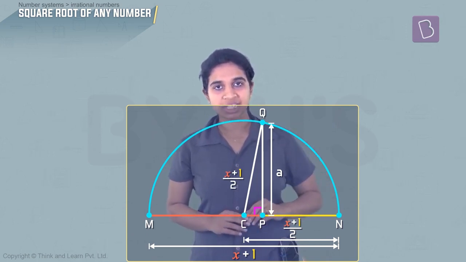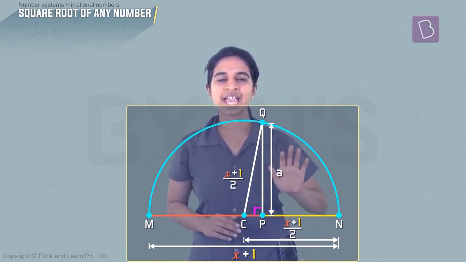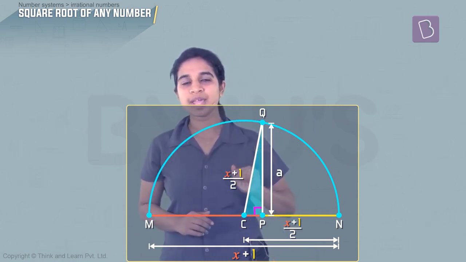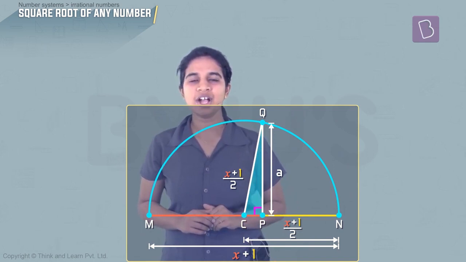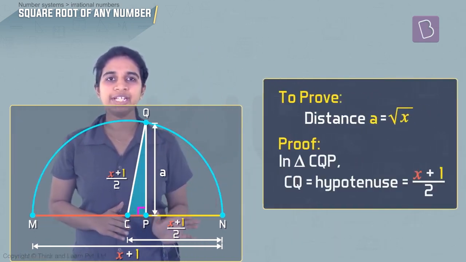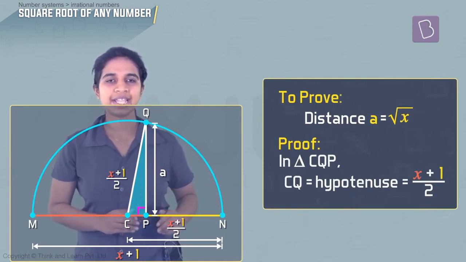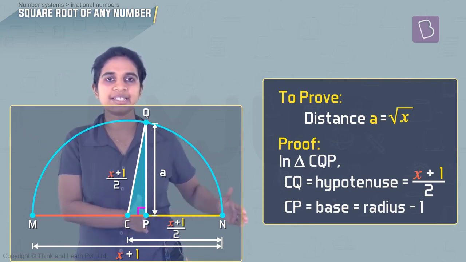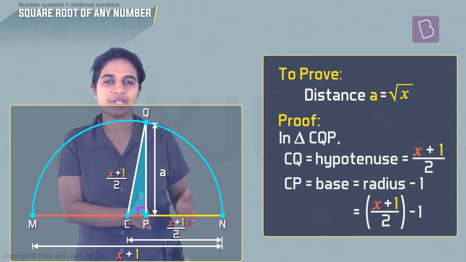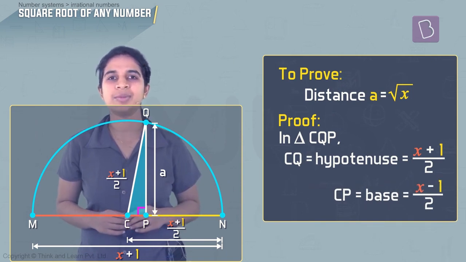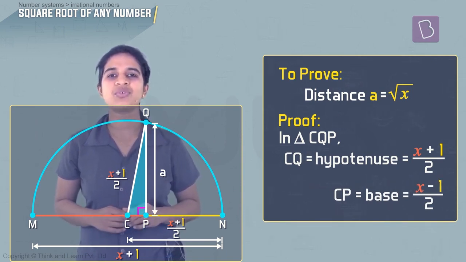Now, if you see this figure, we have a right angle triangle. So we can apply Pythagoras theorem in this right angle triangle. We already got the hypotenuse as (x plus 1) by 2. Now we need to find the length of the base. The radius is (x plus 1) by 2, and if you subtract 1 from it, you'll get the base of this triangle. So the base of the triangle will be (x plus 1) by 2 minus 1, which is nothing but (x minus 1) by 2.